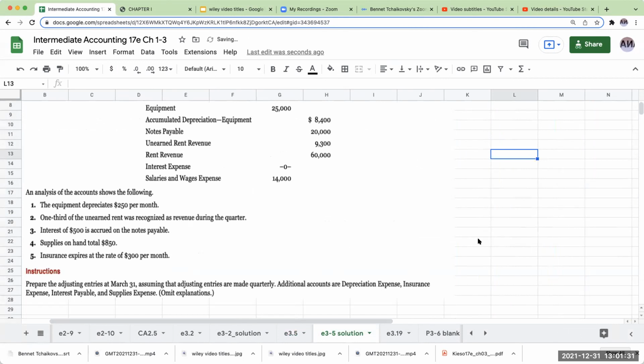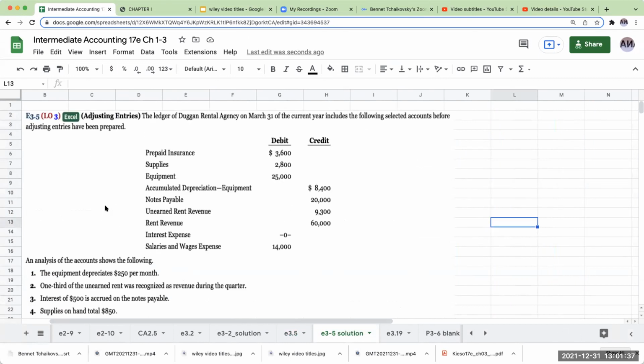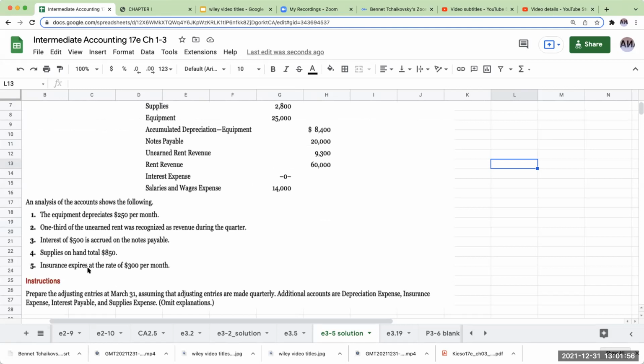Okay, so we've got over here an analysis of the accounts shows the following. Okay, so the equipment depreciates $250 per month. 1/3 of the unearned rent was recognized as revenue during the quarter. Interest of $500 is accrued on the notes payable. Supplies on hand total $850. Insurance expires at the rate of $300 per month.